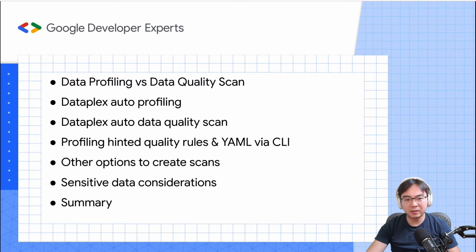I'll start by explaining the difference between data profiling and data quality scan, and run through some of the key features of what the automated profiling and data quality scan can do for you. Also some of the interesting features around the hinted quality rules, based on the profiling results, and how you can use YAML and the gcloud command line to manage the creation of the data quality scans. I'll also explain some of the other options that you can use to create the quality scans, as well as some sensitive data considerations when you do the scanning.